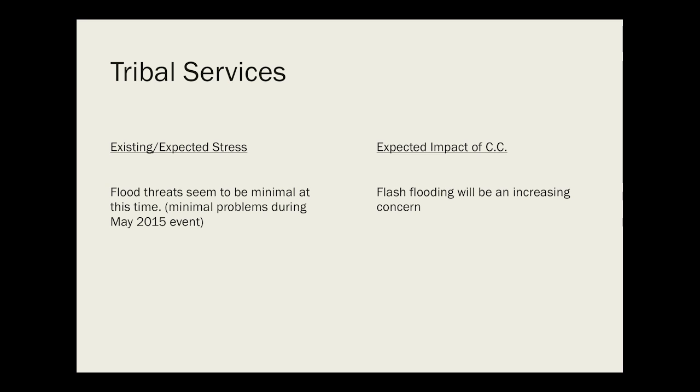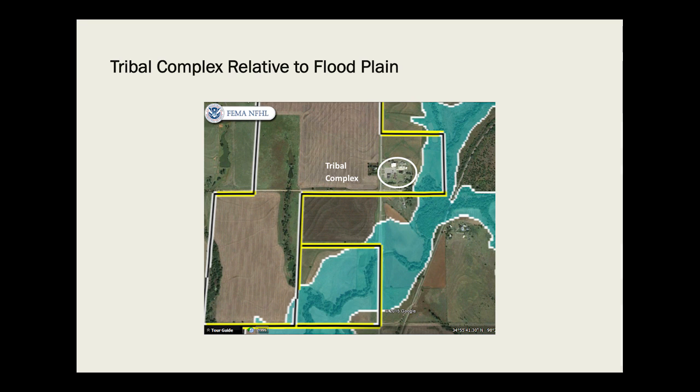In addition to water resources, the steering committee considered the ability of the tribe to provide tribal services in the midst of changing climate conditions. One of the largest concerns was whether or not the main tribal complex was under flood threat, as it is adjacent to a floodplain from a local creek.